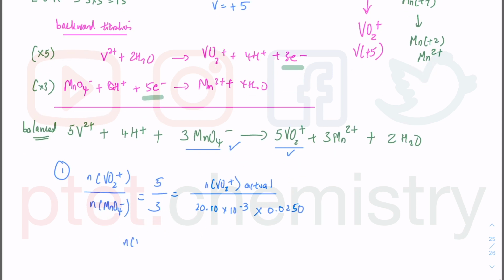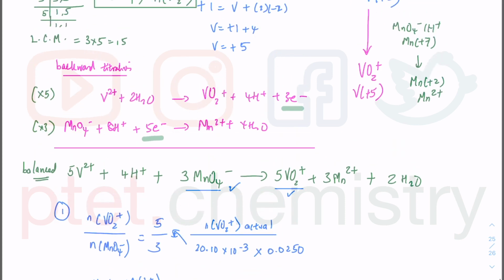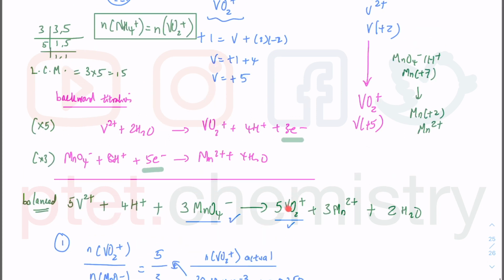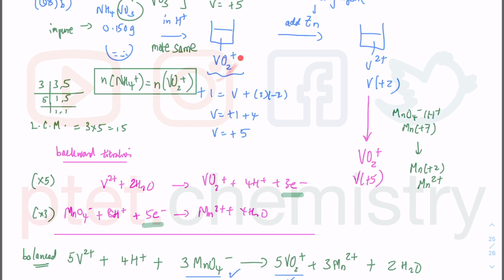So the mole of the VO2 plus, actual mole, bring that up. So there's going to be 5/3 multiplied by 20.10 times 10 to the minus 3 times 0.0250. And I got on my calculator 8.375 times 10 to the power minus 4 mole. This much mole, this will give you that in your reduction. So the amount of this is equal to the amount of this present here.